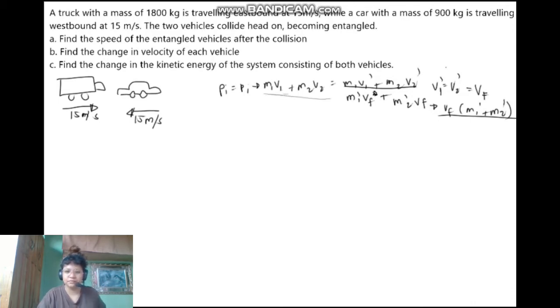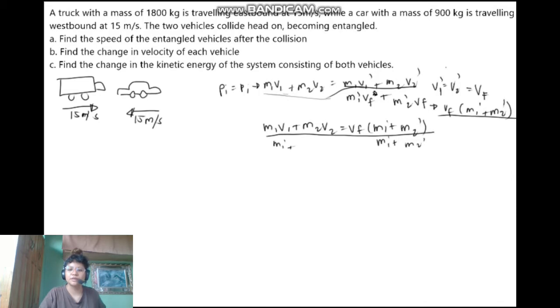So we're going to insert it in this equation. We get m sub 1 times v sub 1 plus m sub 2 times v sub 2 is equal to final velocity multiplied by m sub 1 plus m sub 2. Since we're looking for the final velocity, we can just divide both sides by m sub 1 plus m sub 2, and we can cancel this. And this is the formula we will use. We could just simply plug in the values.